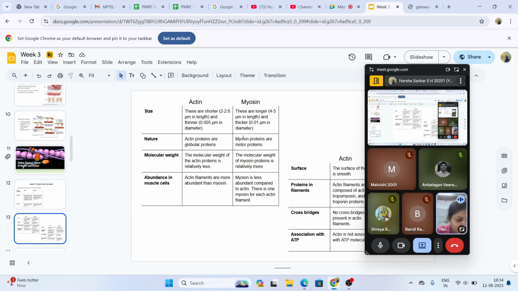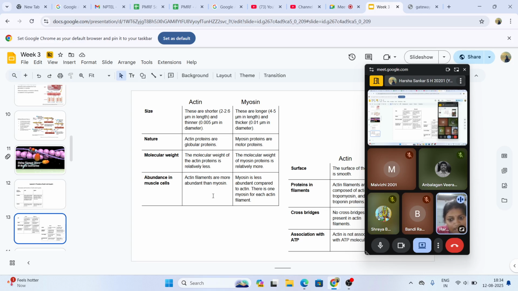Size wise, actin is shorter and thin, while myosin is thicker as well as longer. Actin is globular, myosin is a motor protein. Molecular weight: since actin is a thin filament, we can assume that actin will be smaller in molecular weight compared to myosin. Myosin has more molecular weight.